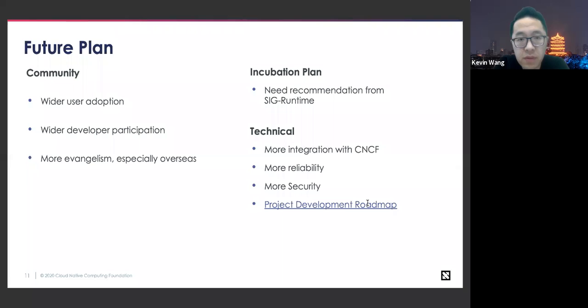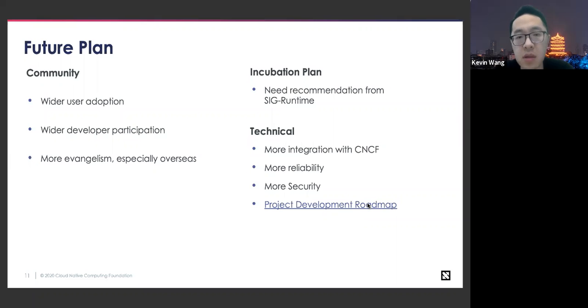Okay, so for the longer term, we are still looking for wider user adoption. Until now, most of the user adoptions are from China. In the last month, we just got our first production user from America, but it is still under confirmation to publish more details. And we are looking for wider developer participation, and expecting to have more maintainers from outside Asia.